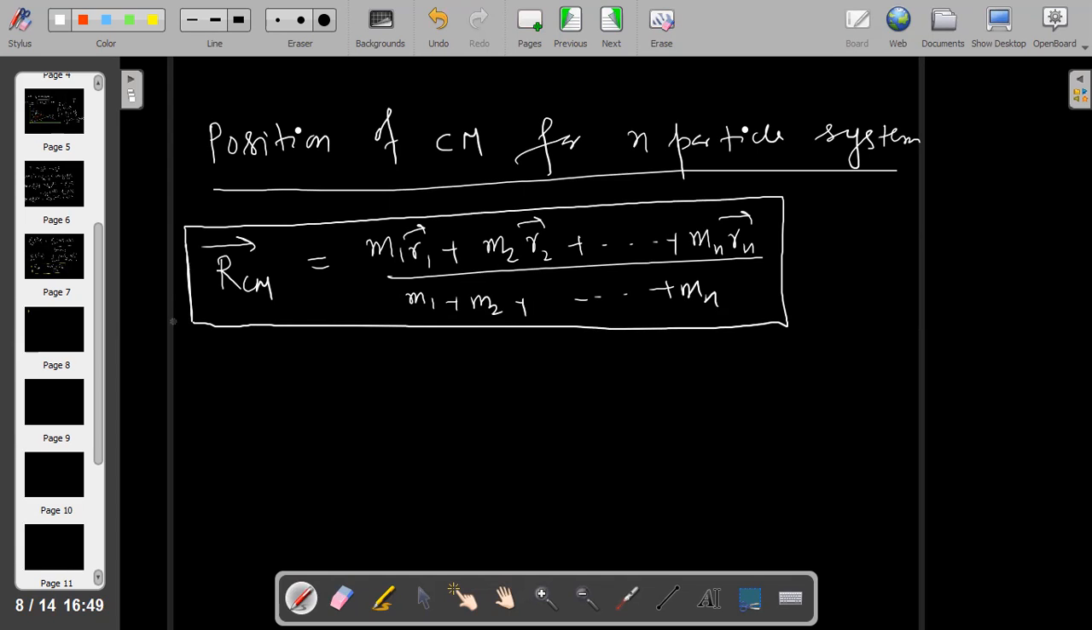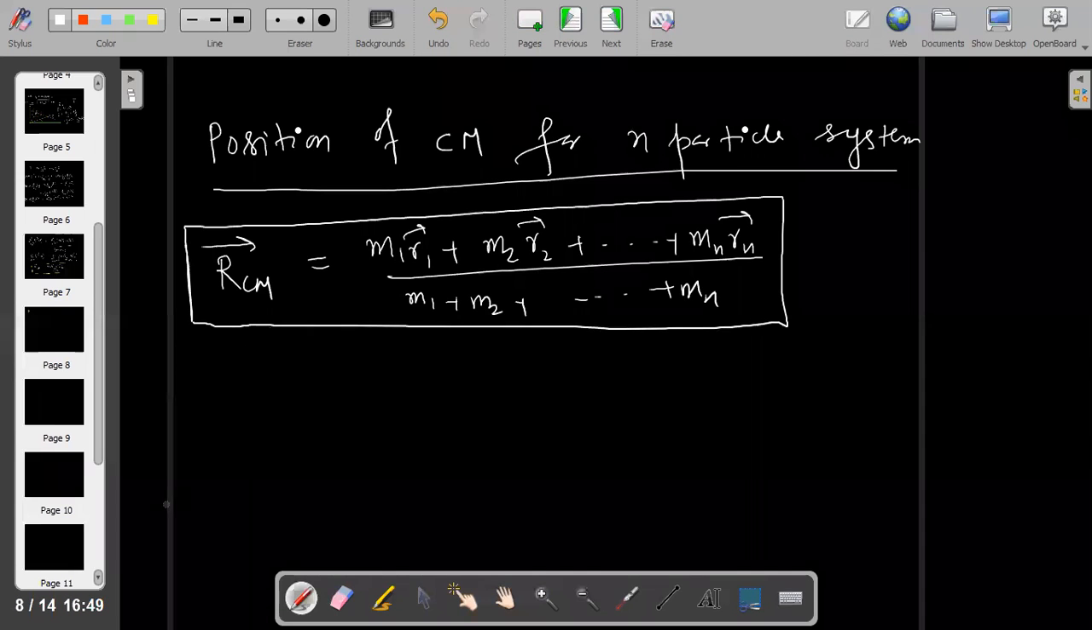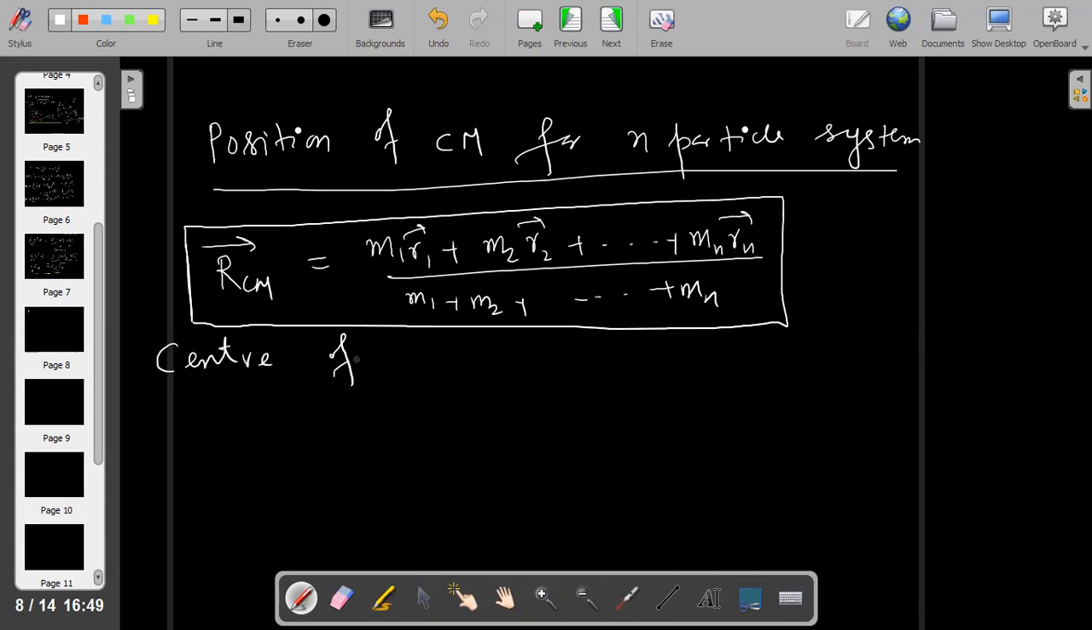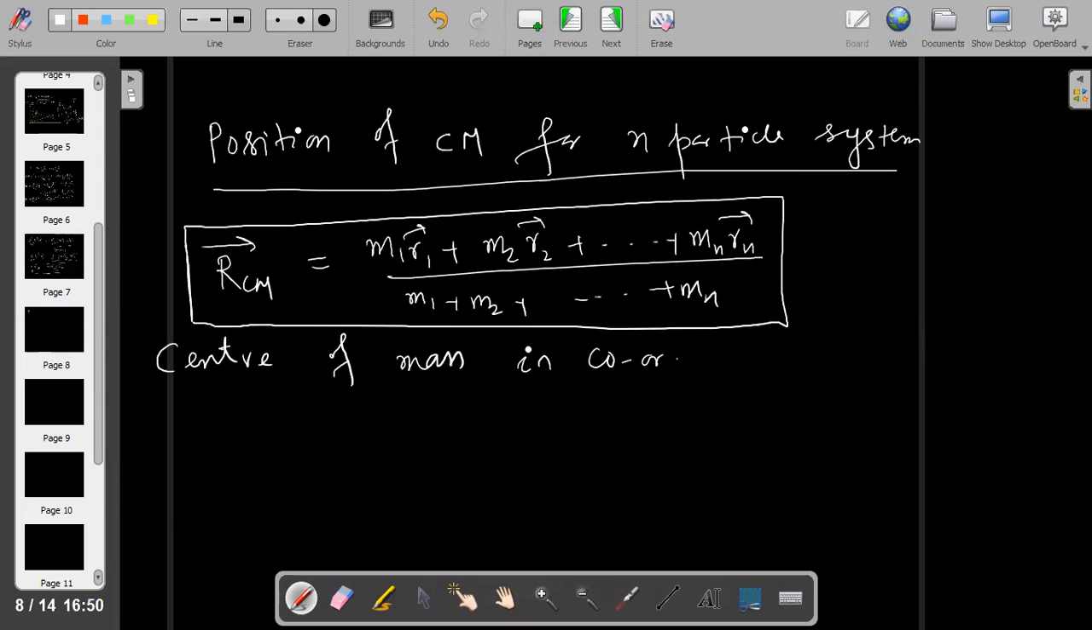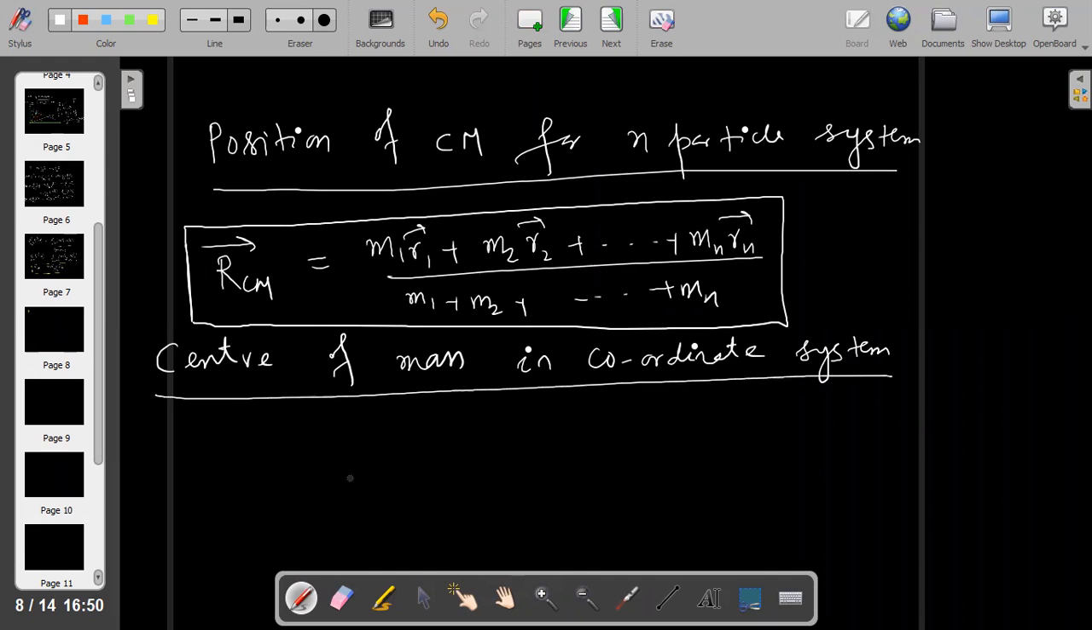I can take this center of mass in a coordinate system, using coordinate geometry. By coordinate geometry, I can easily find the position of center of mass. How? Write down: center of mass in coordinate system. Let's see how you get the center of mass in a coordinate system. First, the center of mass along the x coordinate.